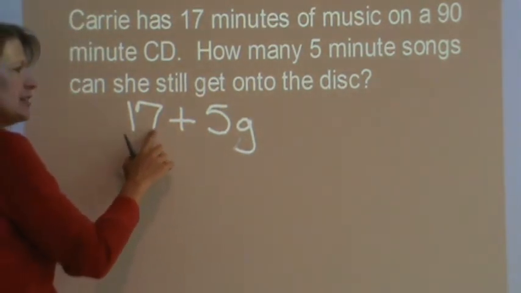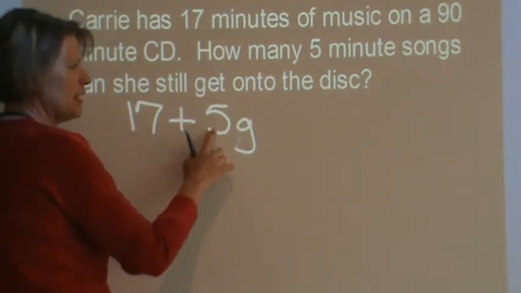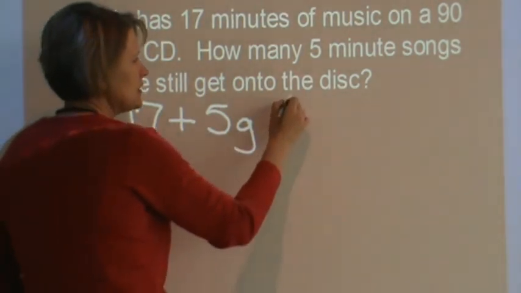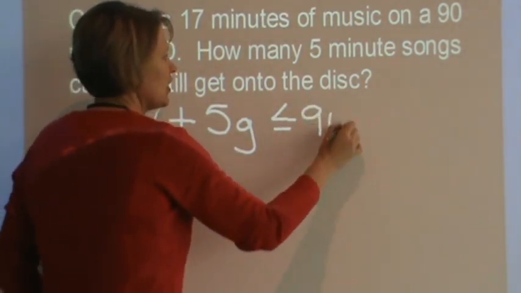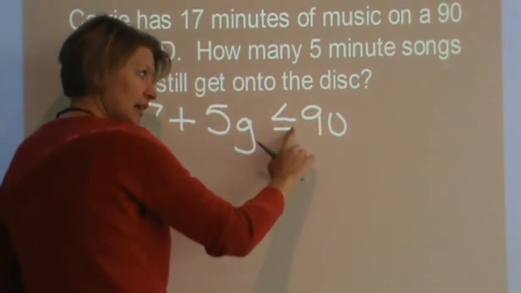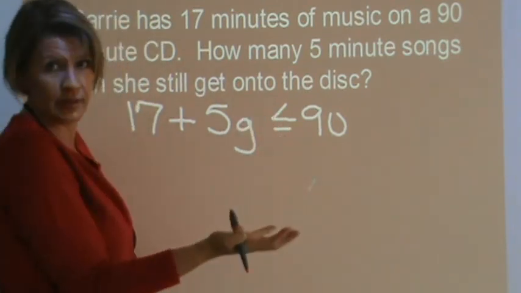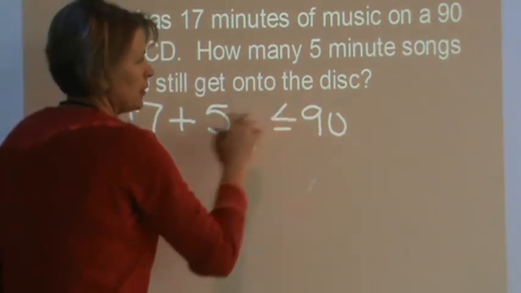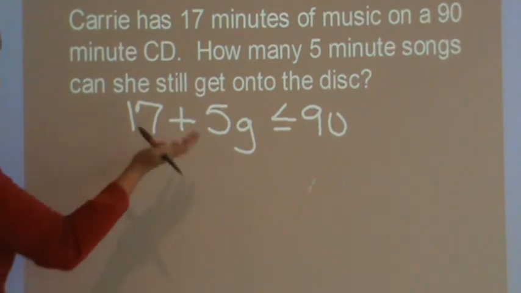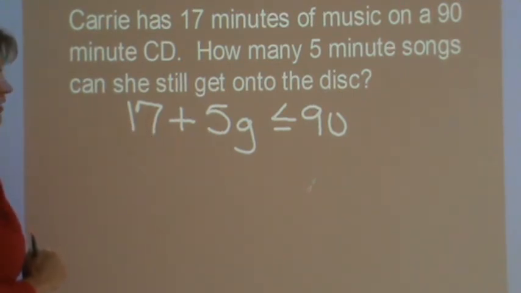So the 17 minutes that she's used already, plus 5 minutes per song, needs to be less than or equal to 90. It could add up to 90, so it could equal 90, but it can't be greater than 90, okay? So that's why I put the less than sign. All right, that gives us our inequality, so let's go ahead and solve it.